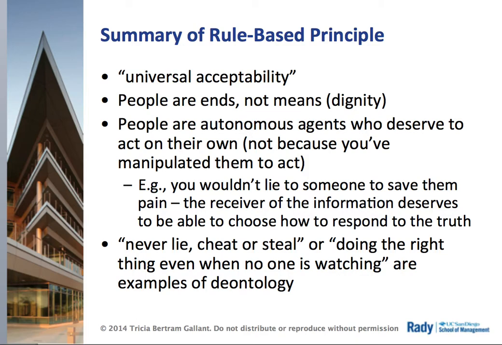Also central to this principle is that people are autonomous agents who deserve to act on their own, not because you manipulated them to act. For example, a rule-based person would say that you wouldn't lie to someone to save them pain. The receiver of the information deserves to be able to choose how to respond to the truth. Whereas an ends-based thinker might say that it's okay to lie to someone to save them pain.